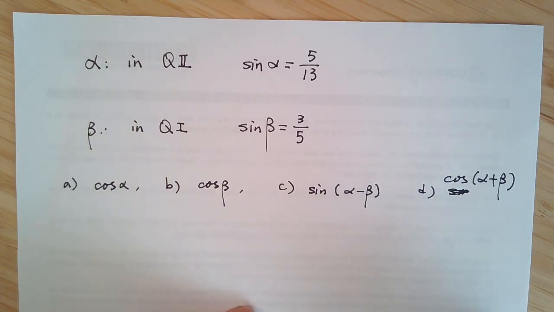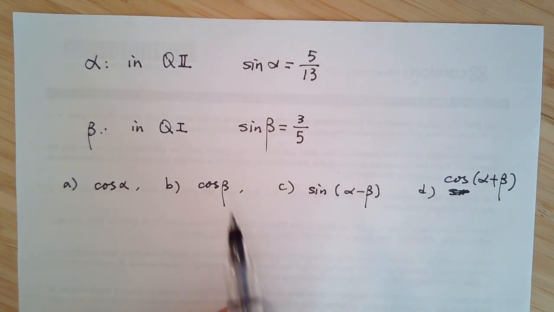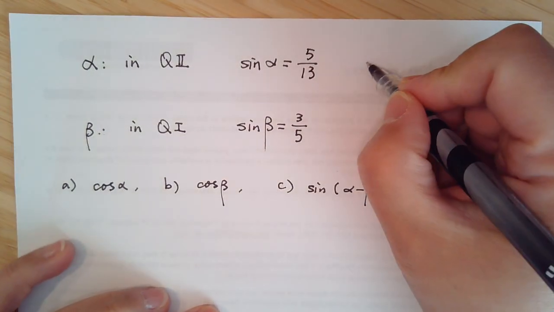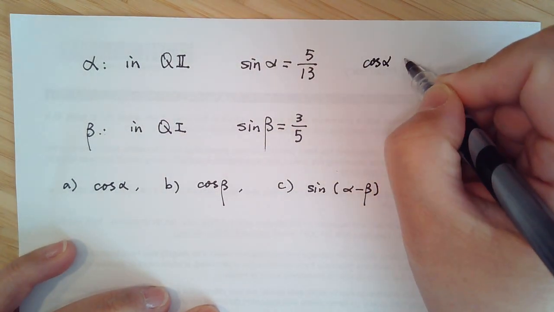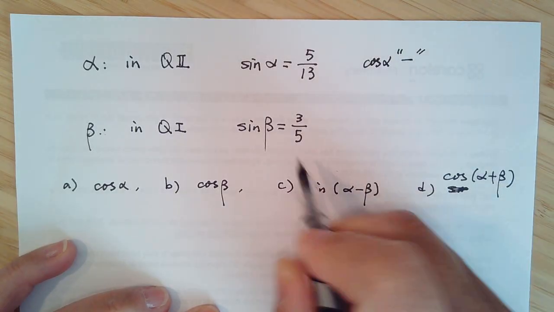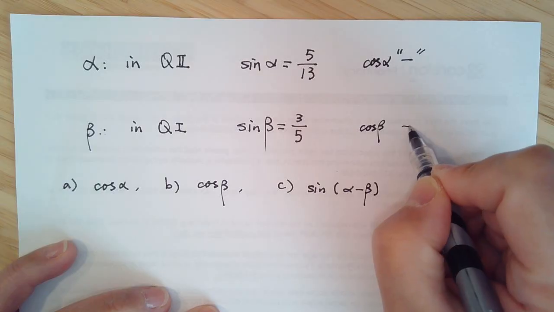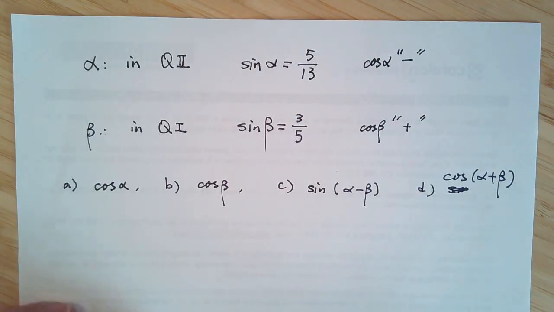So if you have alpha in quadrant 2, the reason I give you quadrants 1 and 2 is to help you identify the sign of its sine and cosine. Because for quadrant 2, we're going to get a positive sine, but our cosine is going to be negative. So my cosine alpha is going to be negative, okay? And for quadrant 1, the cosine beta is going to be positive. That's what I know, right?